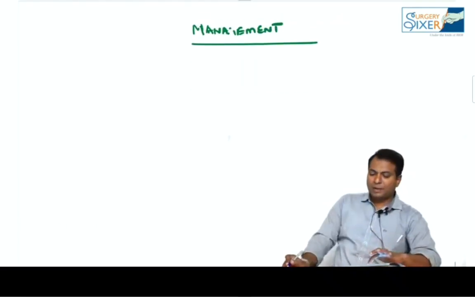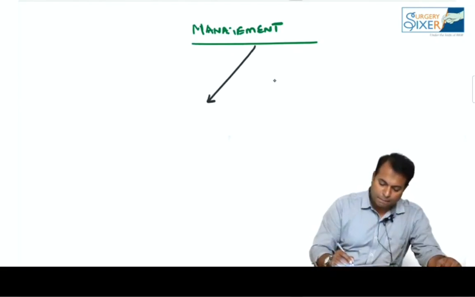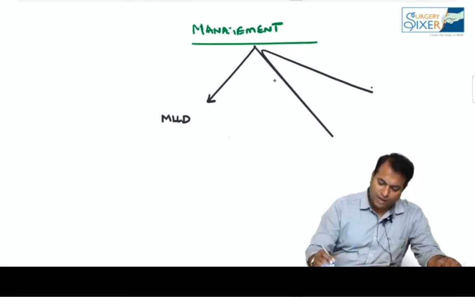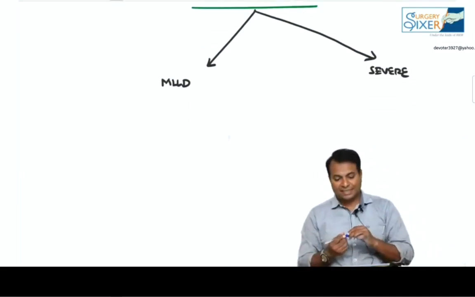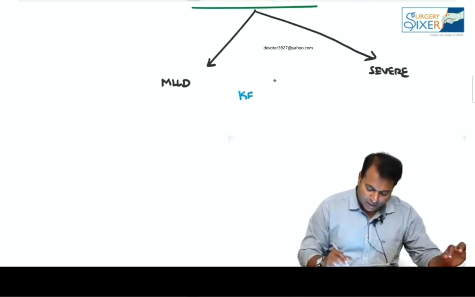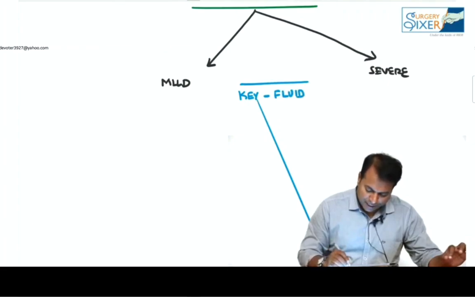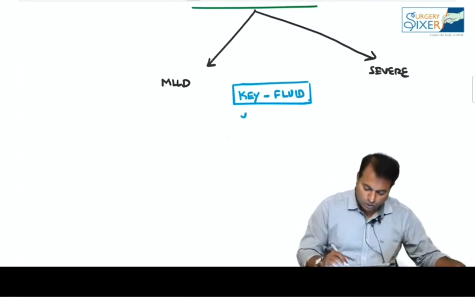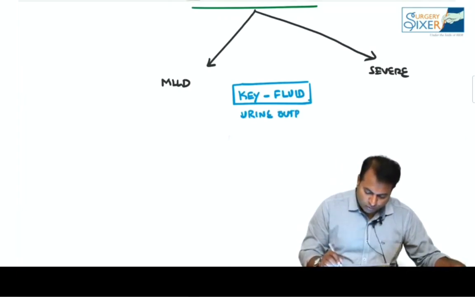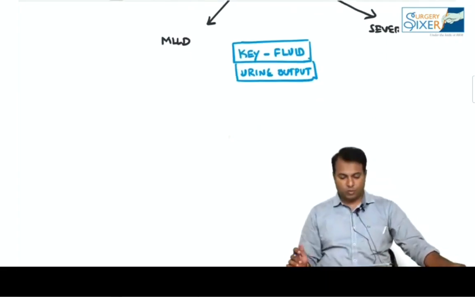I'm going to divide the management into 2 headings: mild acute pancreatitis, how I will manage, and severe acute pancreatitis, how I will manage. Definitely there is a difference in management for both cases. Both are not managed the same way. Anyhow, the key in the management of both cases is fluid replacement. You have to give a good amount of fluid. IV fluid is the key, such that the urine output should be good. So a good amount of fluid with a good urine output is the key in the management of acute pancreatitis, whether it is mild or severe.